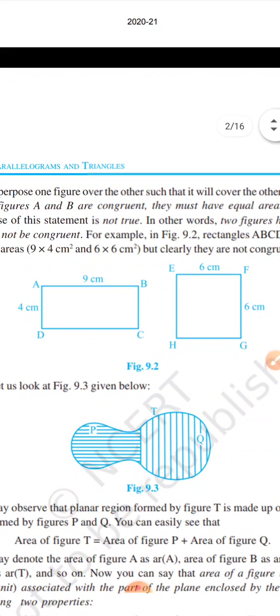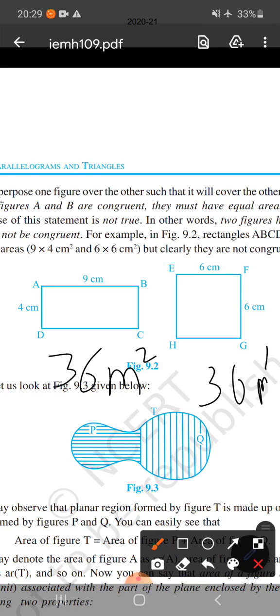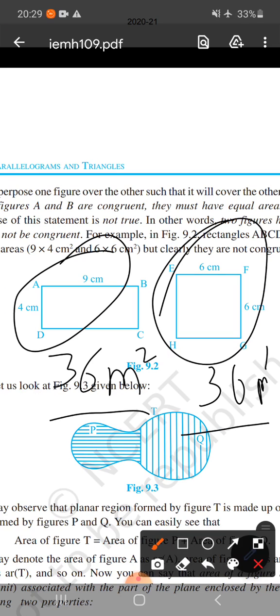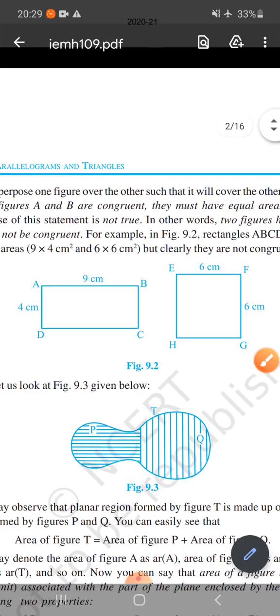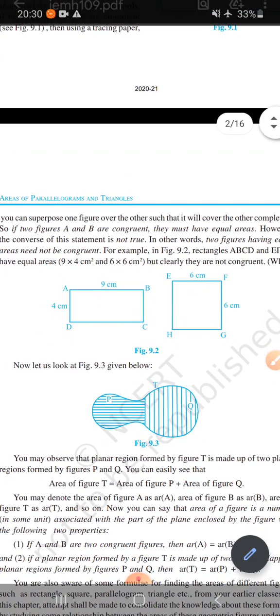Now see figure 9.2. In figure 9.2, the area of this rectangle is 36 meter square, as well as the area of this square is also 36 meter square. The areas are the same in both the cases, but clearly you can see that these two figures are not congruent. So it is not necessary that if two figures have the same area, they will be congruent. This is not necessary at all.